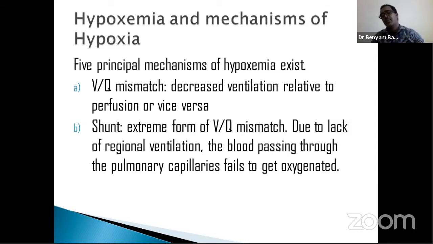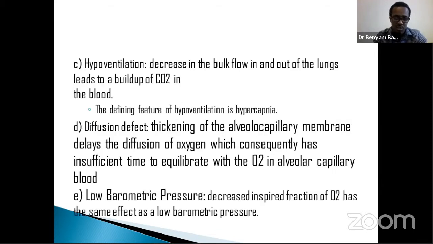So the first principal mechanism of hypoxemia is ventilation perfusion mismatch. This is decreased ventilation relative to perfusion or vice versa. That is, the lungs might have good ventilation, or air might be getting in, but there might not be circulation to the pulmonary bed or the pulmonary arterial bed or capillary bed. In that case, the perfusion mismatch will lead to hypoxia. Or the other way around, there is a flow but no ventilation. That's another ventilation perfusion mismatch. The other cause is shunting. This is an extreme form of ventilation perfusion mismatch. This is due to lack of regional ventilation. So blood passing to the pulmonary capillary fails to get oxygen. As I said earlier, there might be overlap. So just for study purposes.